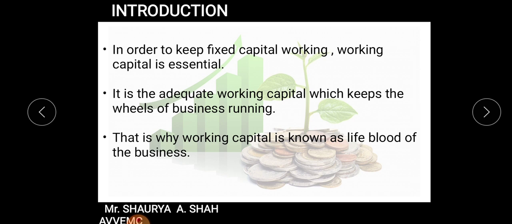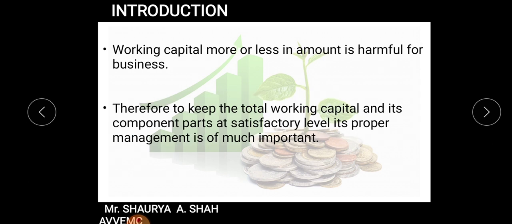That is why the most important thing is that working capital is known as the lifeblood of the business, right? So again, as blood is very much important for the life of the human body, working capital is very much important for the business. Fine, so I suppose it is clear now with the introduction part to all of you. Working capital, more or less in amount, is harmful for business, right? Working capital should be in adequate amount only.